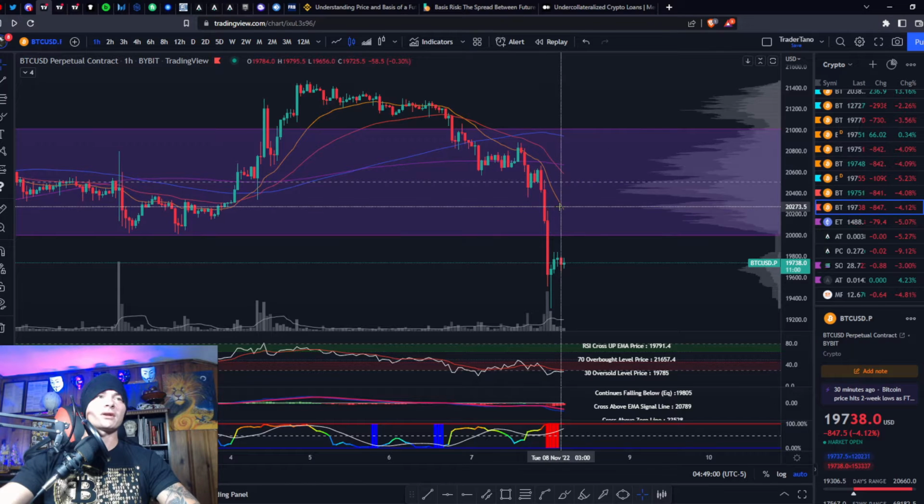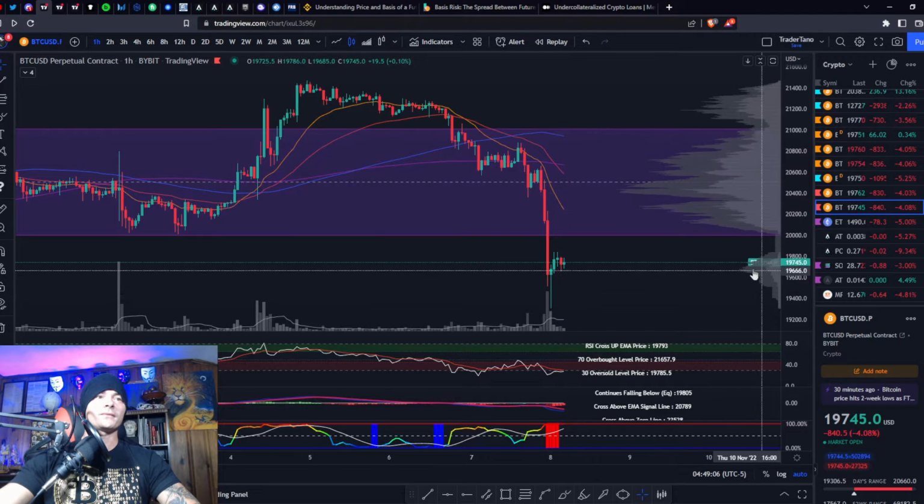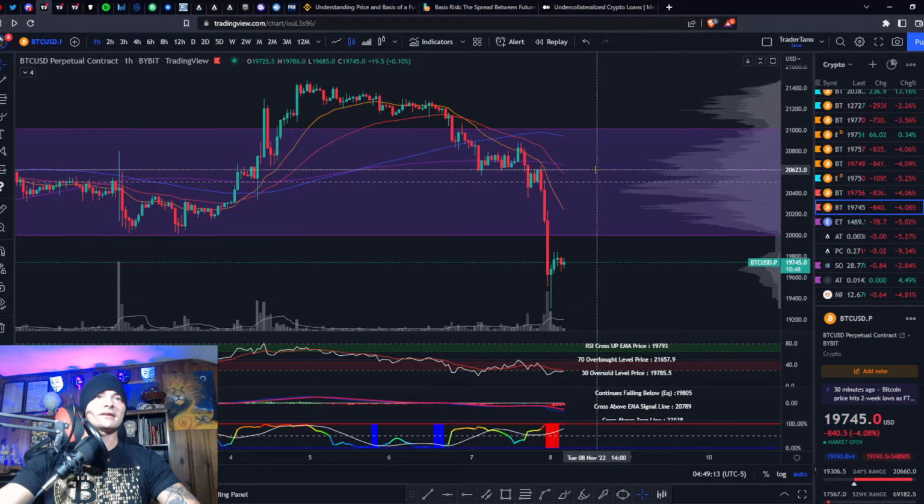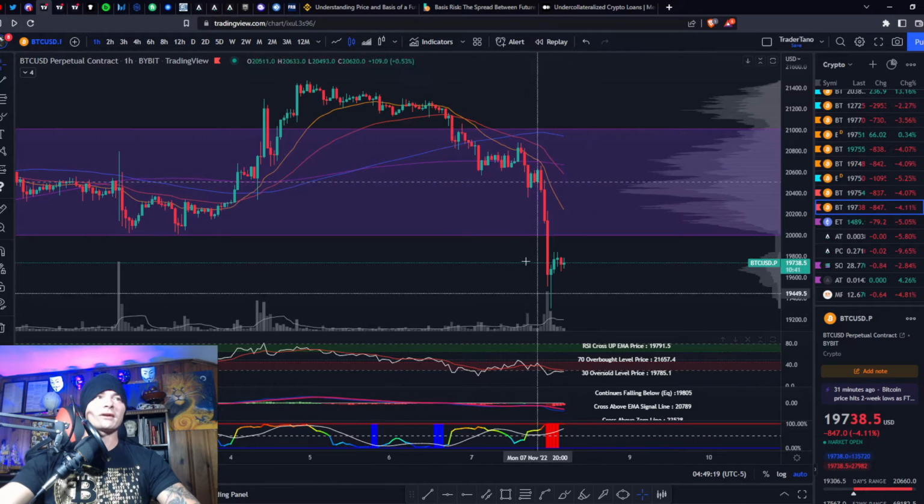Right now your 21 is your yellow, 50 is your red, 200 is your purple, and 100 is your blue. So 200 is going to be very important because that 20,600 level, 20,625 level is going to be very important.